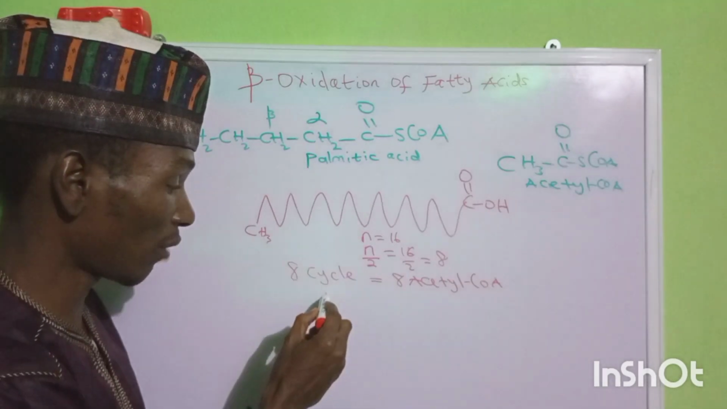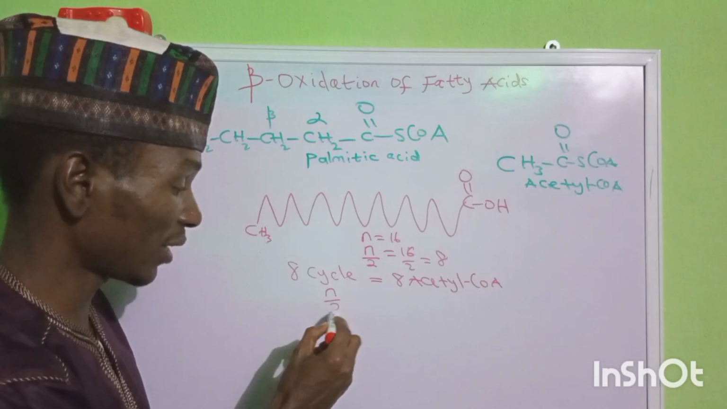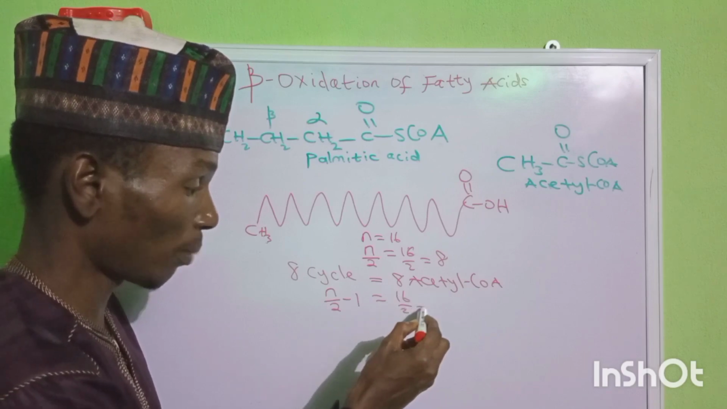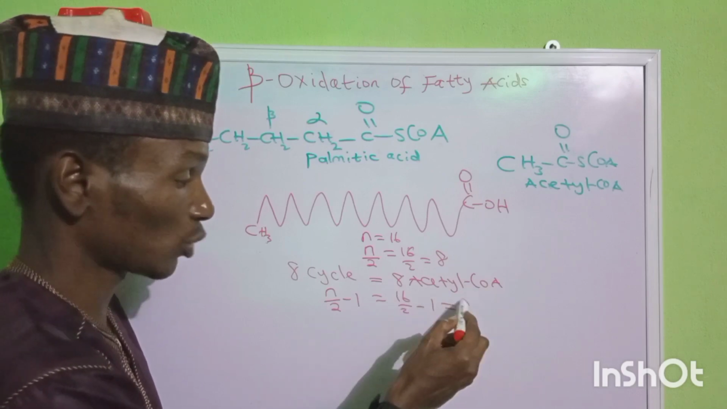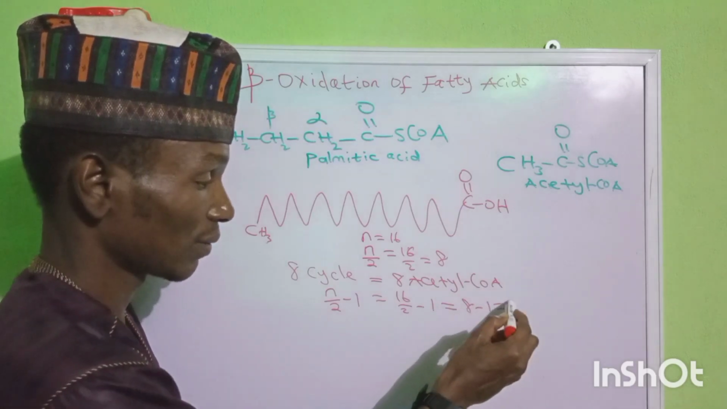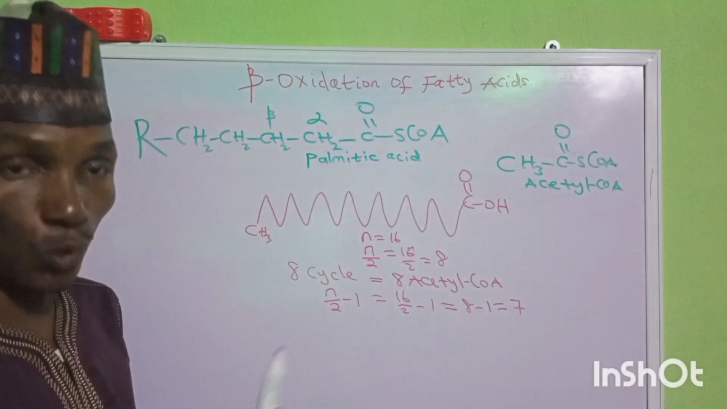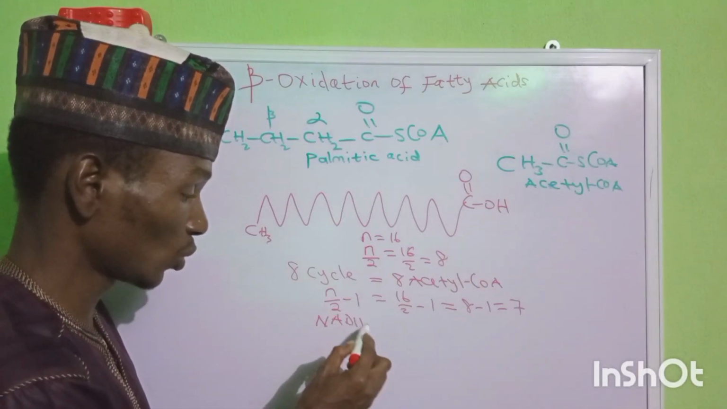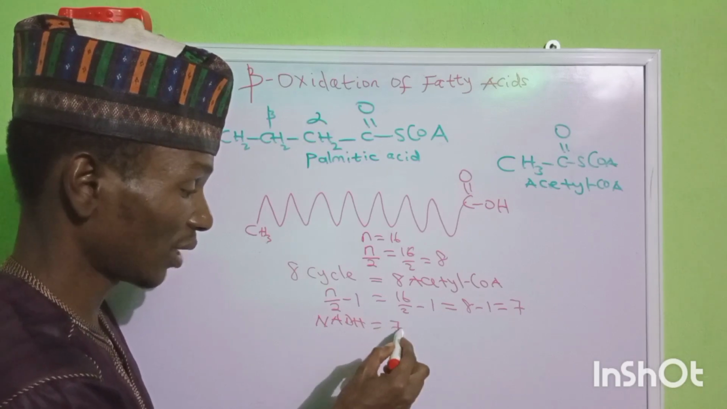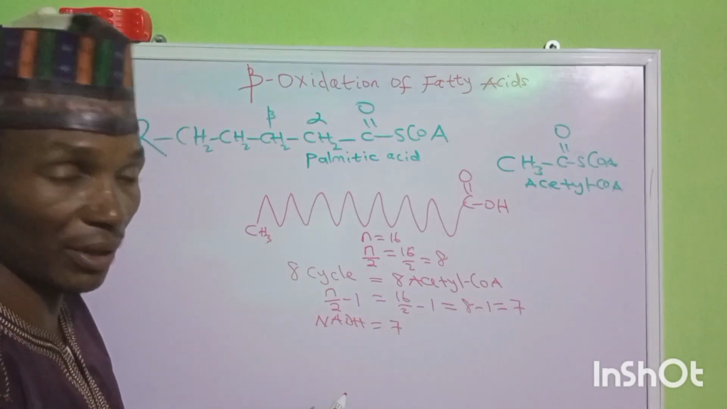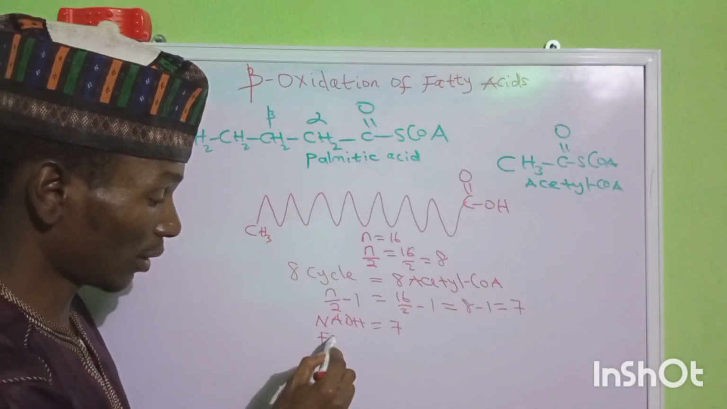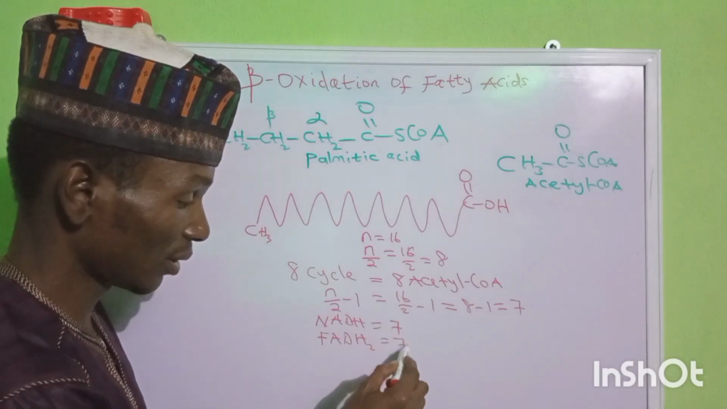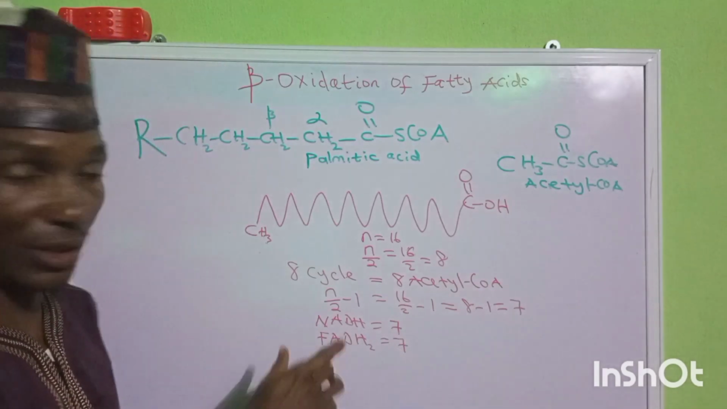Then to know the number of reducing equivalents produced, you divide n over 2, minus 1. This gives you 16 divided by 2 minus 1. And 16 over 2 is 8. 8 minus 1 is 7. So now, since there are two types of reducing equivalents, you have the first one, the NADH. It is 7 NADH molecules produced during the beta oxidation. And for the flavin adenine dinucleotide, it also produces 7 of that reducing equivalent.